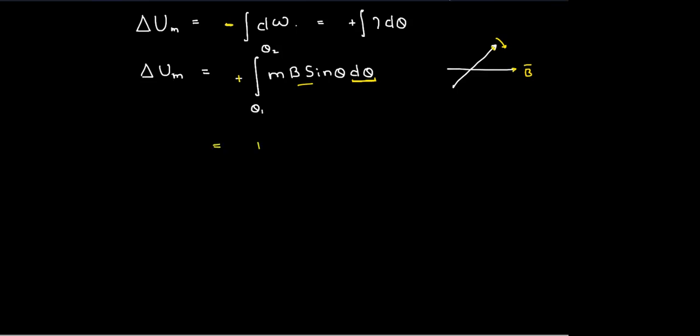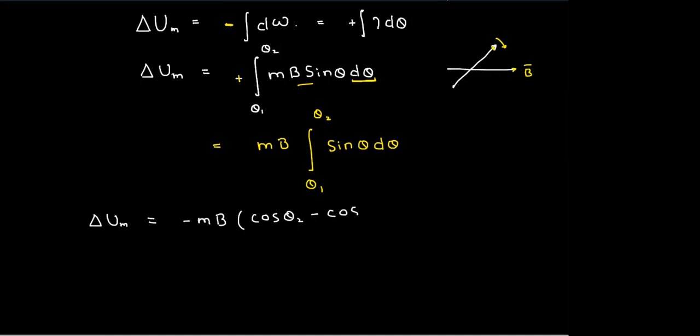This will be equal to MB integral of sine theta d theta, from theta 1 to theta 2. When you integrate, delta U, the magnetic potential energy, is equal to minus MB times the integral of sine theta, which is minus cos theta. So minus MB, cos theta 2 minus cos theta 1.